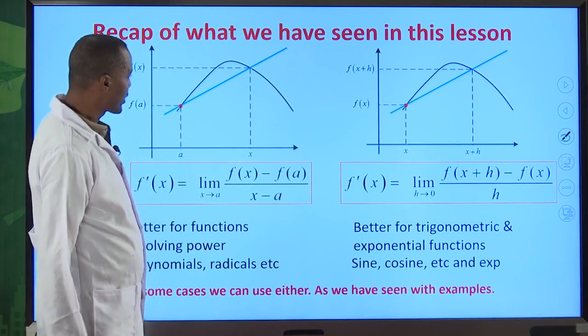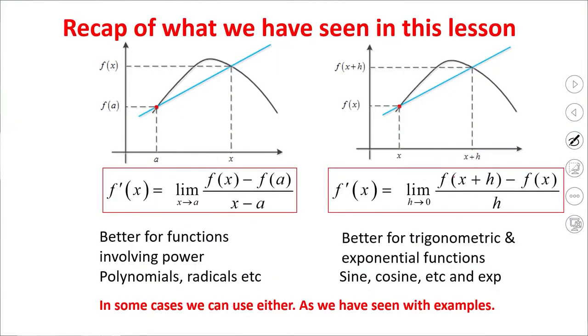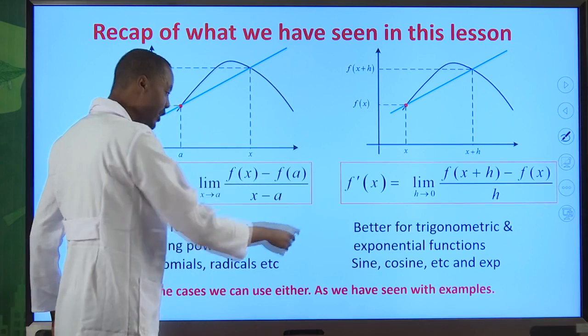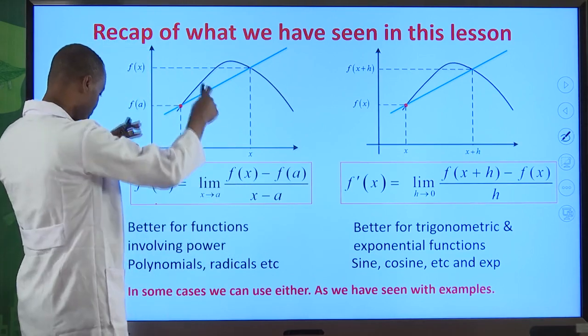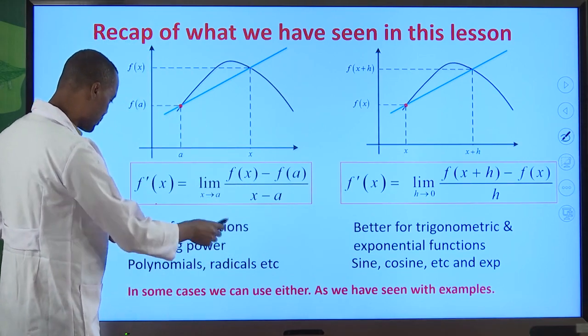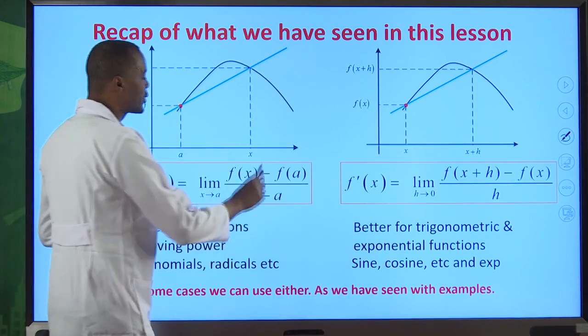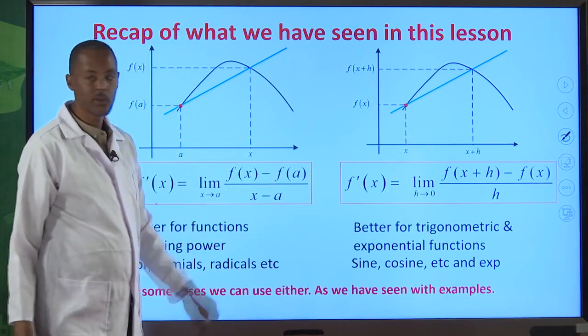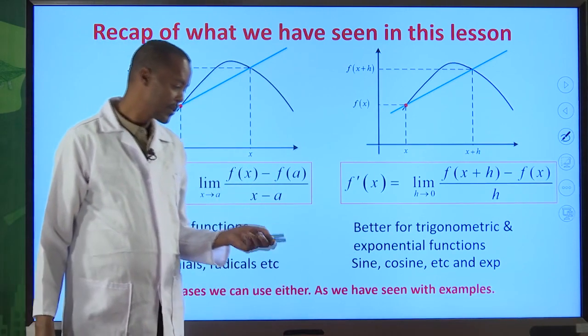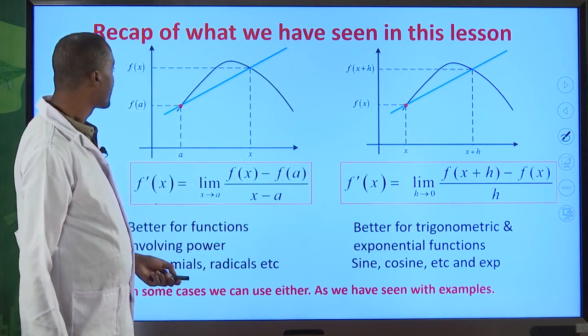Let us recap what we have seen. With this approach, we can have one alternative for the derivative, the slope. Another approach is with this setup, we can have that kind of approach. This one is recommended for sine, cosine, and exponential functions, as we have seen with examples. And this one is good for power functions, radicals, polynomials, and so on. But in some cases, your choice is up to you, and whichever you have chosen, it doesn't matter, and both of them may yield the same answer.